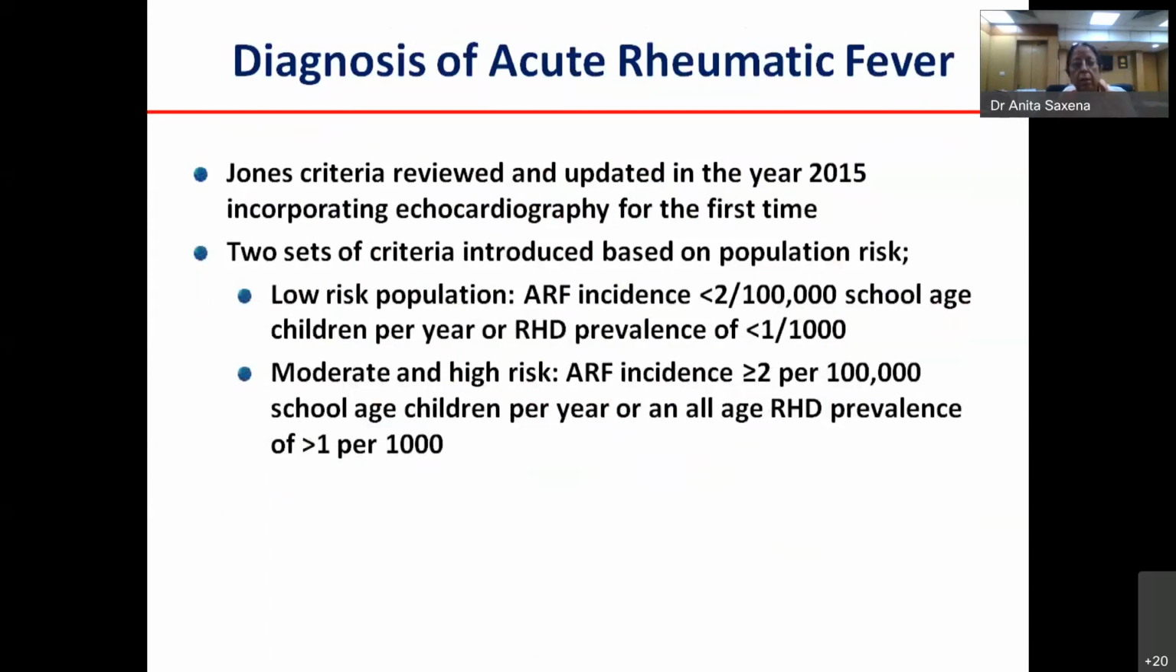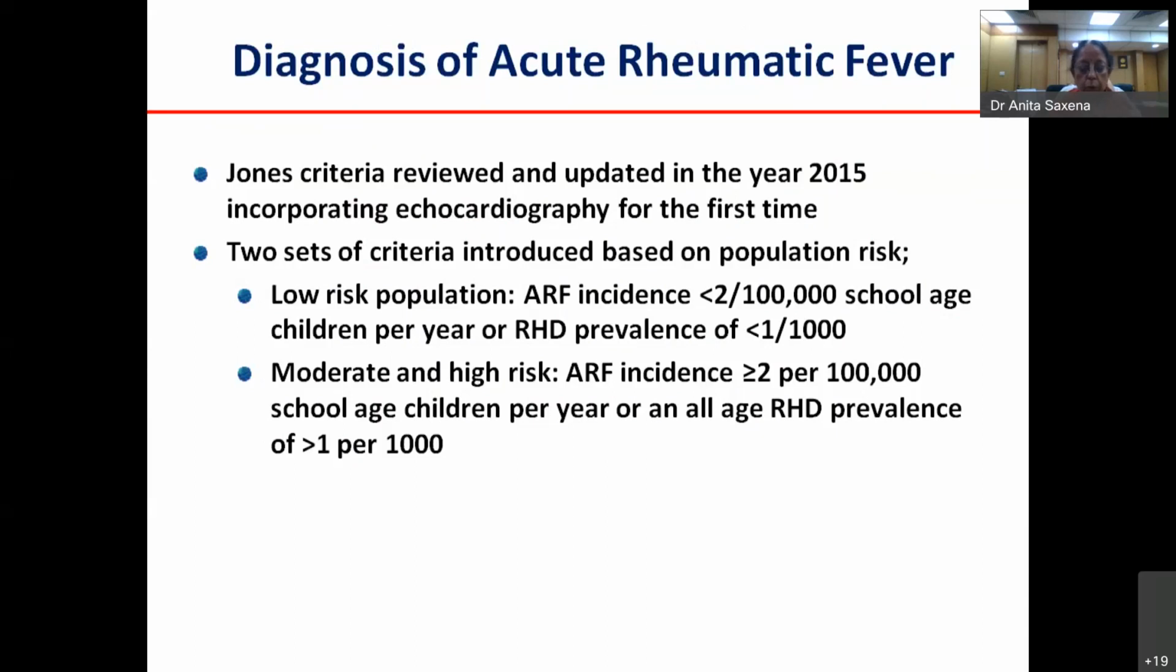So for the first time, the criteria were set different for different populations. I think that was a very sensible thing to do, because in regions like ours, where we have moderate to high risk of rheumatic fever, rheumatic heart disease, we need to be a little more liberal in diagnosing rheumatic fever, rheumatic heart disease, unlike in the Western world where the risk of the population is very low.